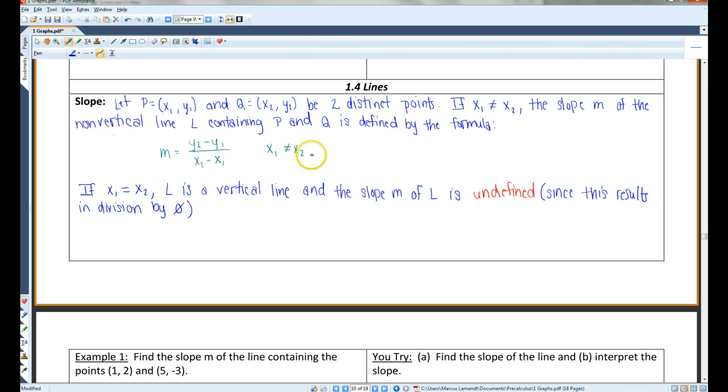x1 does not equal x2 once again. So basically it's the rise over the run. Now, if you do have a situation where x1 equals x2, then L is a vertical line, and the slope m of L is undefined. It's undefined because it results in division by 0. If you think about it, if x1 equals x2, like let's say x1 and x2 are both 5, well, on the bottom you have 5 minus 5, which gives you a 0. You can't divide by 0. That's why you get an undefined slope. Okay?